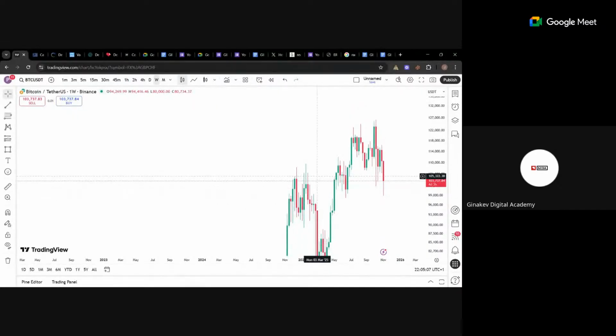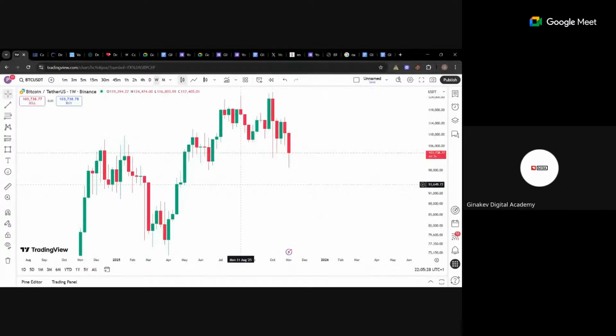Inducements, let me use inducements. So inducements are mostly known as your early buyers or your early sellers, right? They're mostly known as your early buyers or your early sellers. So if you cannot spot inducement, you become inducement. If you cannot spot liquidity, you become liquidity. It's as simple as that.